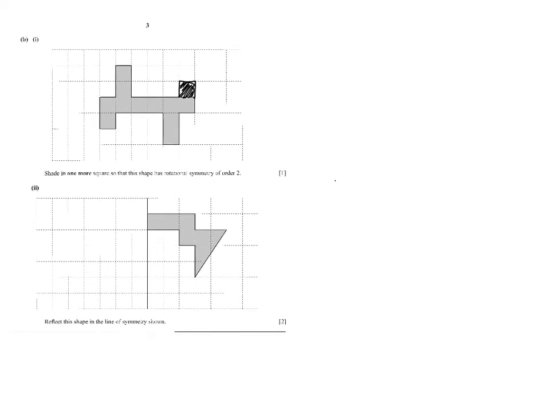There you go. And then question I reflect this shape in the line of symmetry shown. So that's the line of symmetry. And you do this, of course, with a ruler and a sharp pencil. And you draw the reflection on the other side. So it's 3 blocks there, 1 down, and then 2 more, but now then to the left.